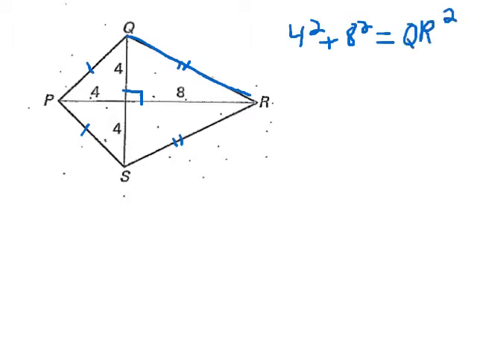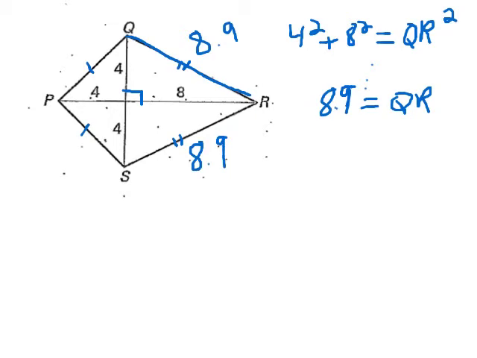Okay, and when you do all that math, you guys have done a ton of these, so I won't waste your time here. When you do it, you get down to QR equals 8.9. Okay, so that's the setup on these, to find those side lengths. So this is 8.9, which means that SR is also 8.9. Okay, and then I'm going to leave it to you to find PQ and SP.